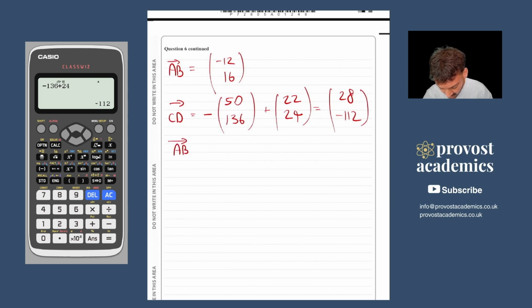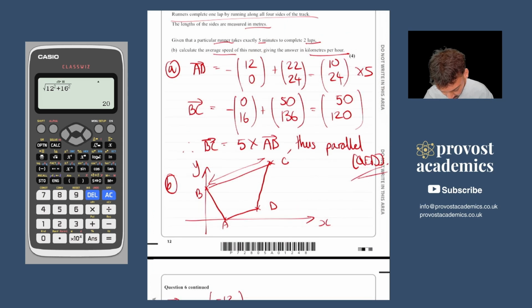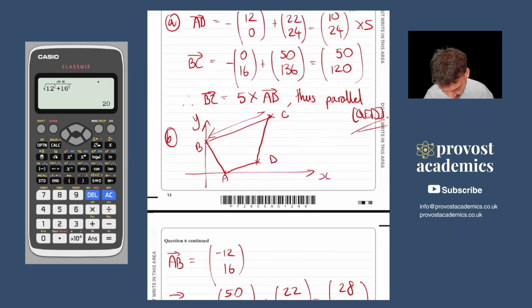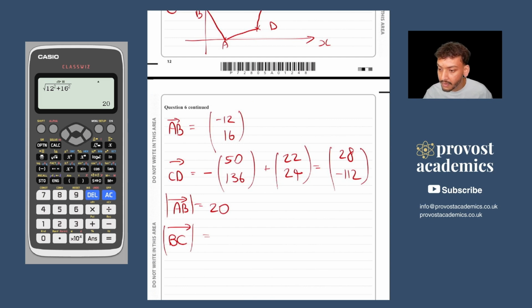So A to B, I think, is the nicest one. So we're looking for the square root of 12 squared plus 16 squared, 20. Nice. Then we have B to C. And what was B to C for us? 50 and 120. Okay. Then we do 50 squared plus 120 squared. Give us 130. Oh, these are nice numbers.